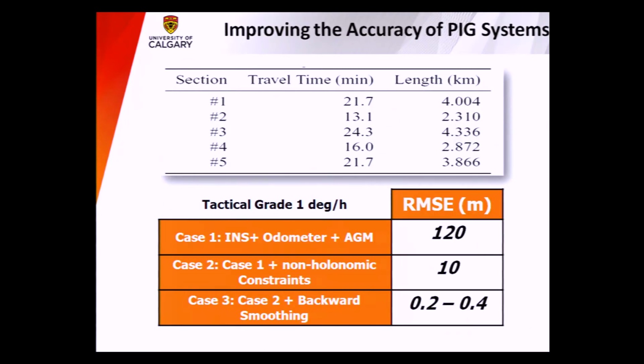So imagine that you send someone with an accuracy of 120 meters, which means that they have to dig within 250 meters. It's a huge cost. And what we have been able to do through special processing is improve the accuracy to 10 meters and even to 20 centimeters. Therefore, they know exactly where the problem is.